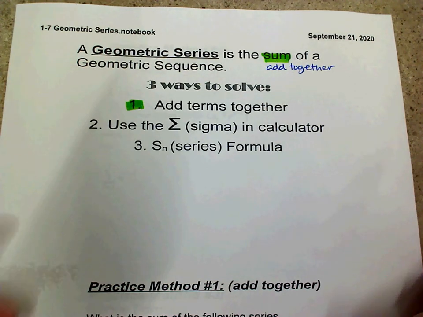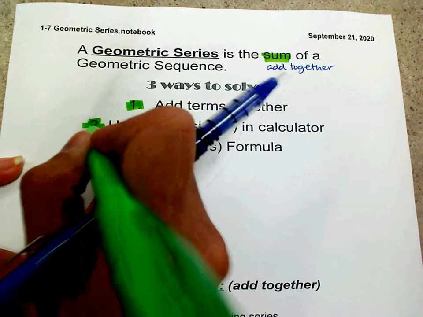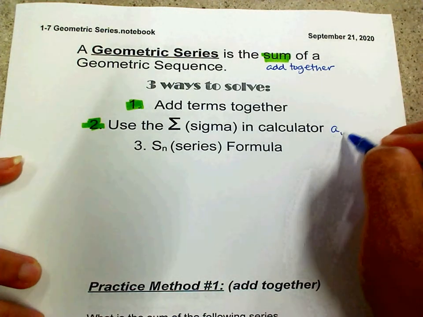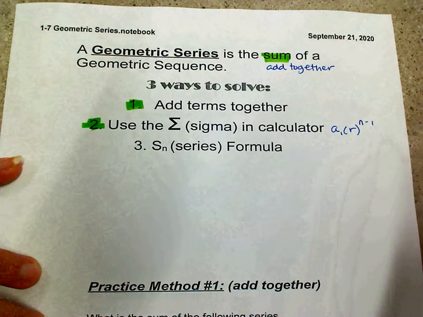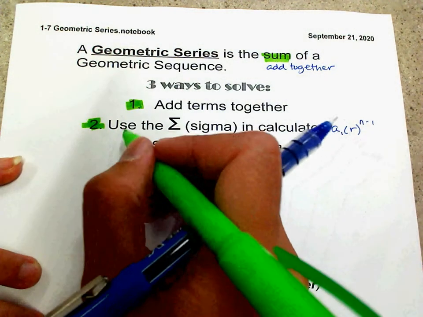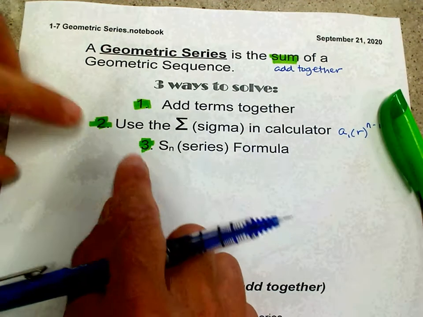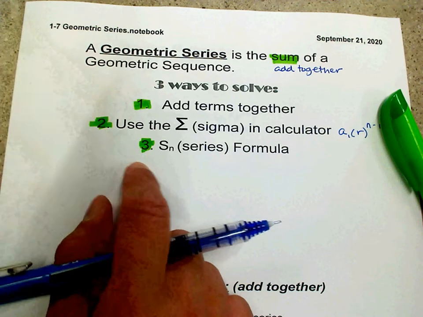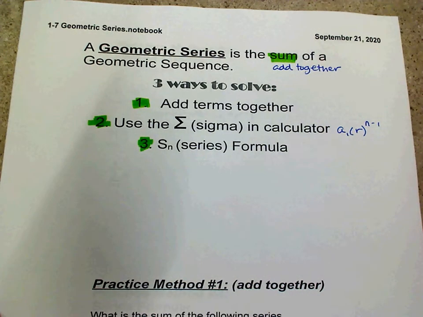Number 2, you're going to use your sigma in the formula. But you're going to use the explicit formula of a geometric, not the arithmetic. And then you're going to use a series formula. These 2 are interchangeable. You can use either one. All 3 of them, you're going to get the same answer. So let's look at the first method.